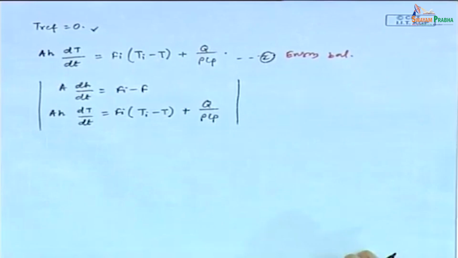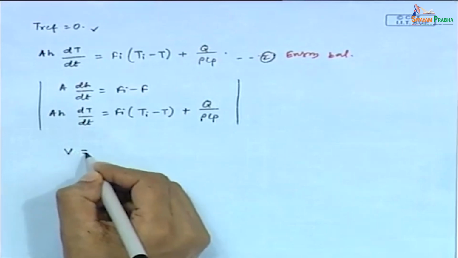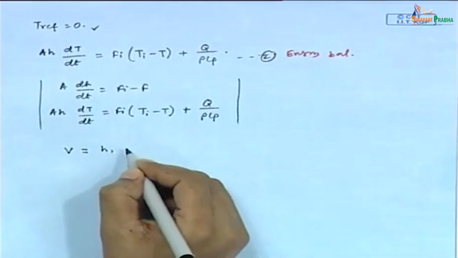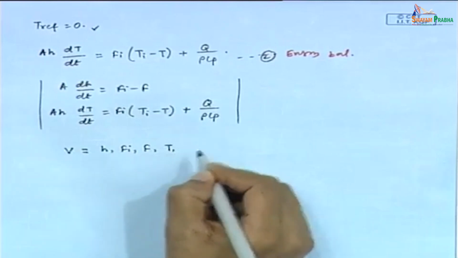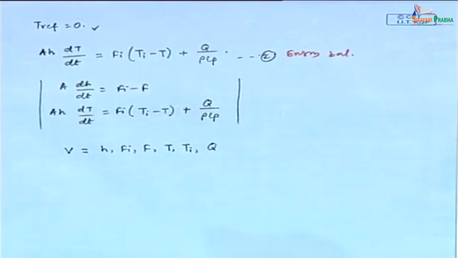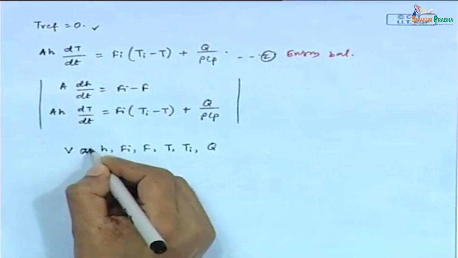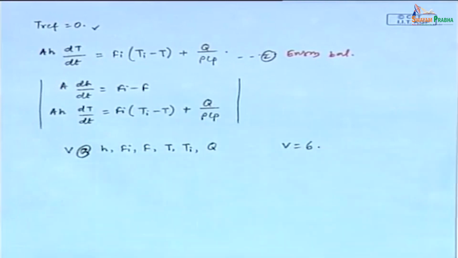Fine. Now, we will go for the degrees of freedom analysis. How many variables are involved in this equation? H, Fi, F, T, Ti and Q. Fine. So, these are the variables. We can write V equals to 6. Agree or not? Agree. So, there are 6 unknown variables.